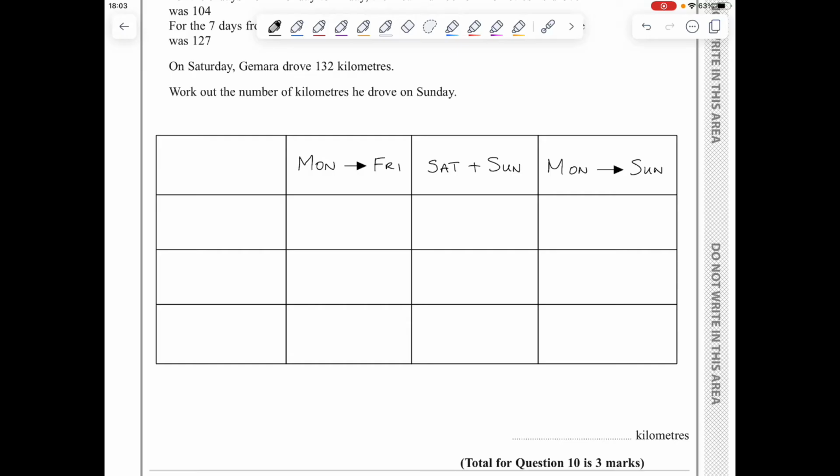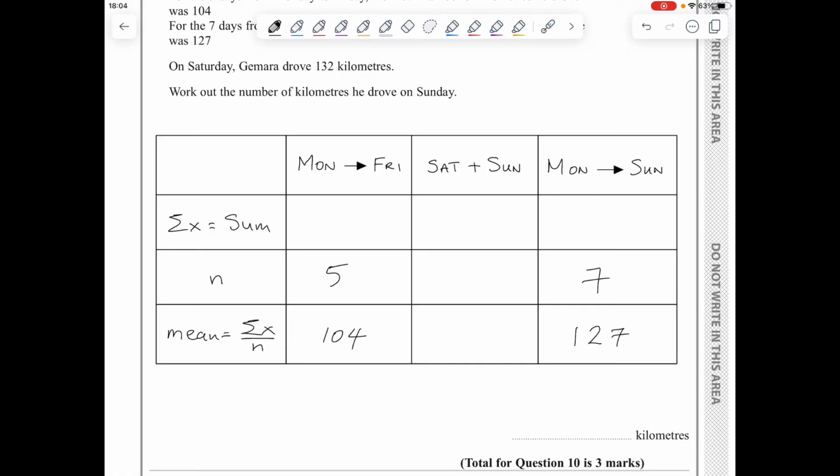Now the formula for the mean is equal to the sum over the number of observations. So I'll need 3 rows, one for the sum, one for n, and one for the mean. And now let's fill in the table with the information we have. For Monday to Friday, we have 5 days with a mean of 104. For Monday to Sunday, we have a total of 7 days with a mean of 127.